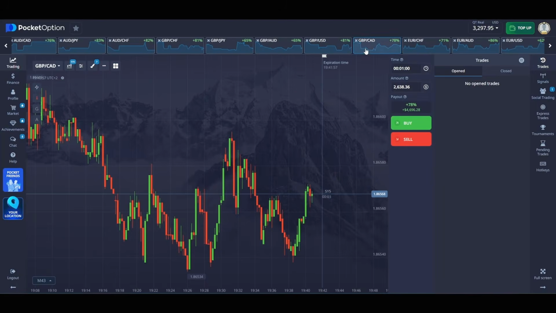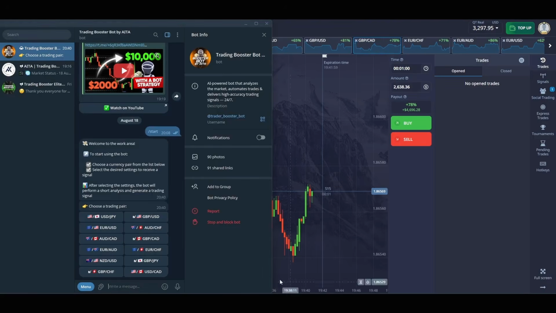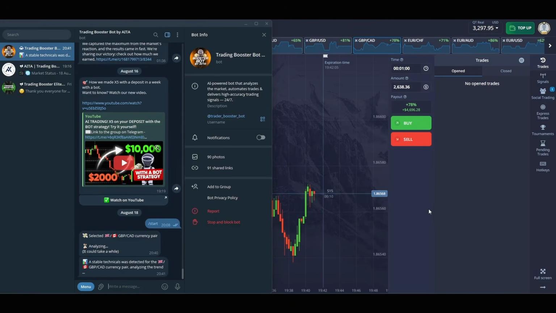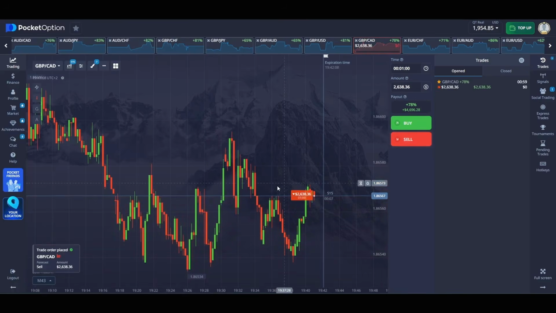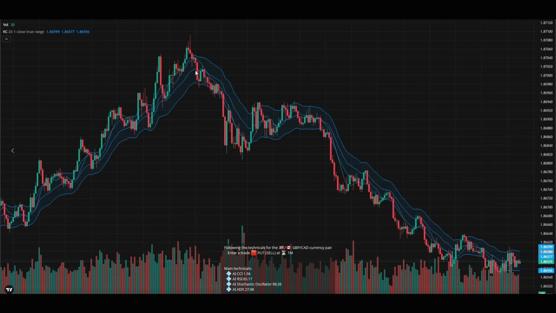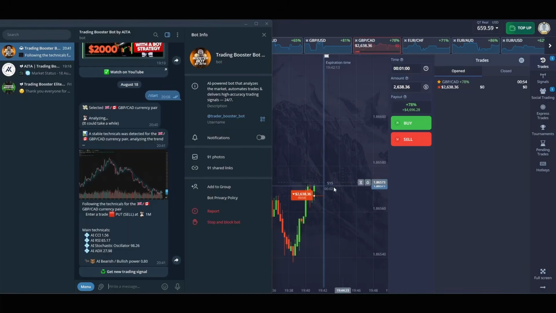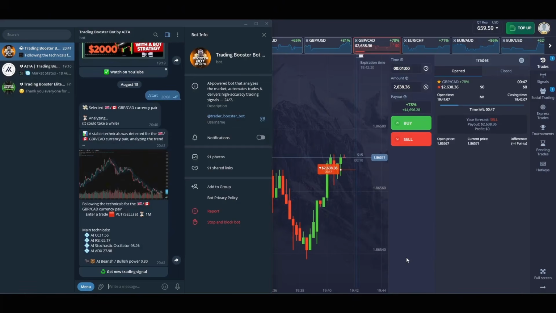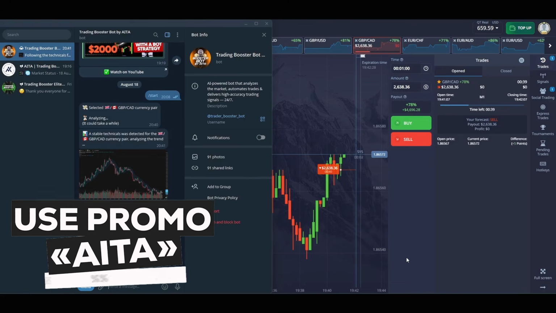The next currency pair I'm choosing is the British pound/Canadian dollar. I go to BoosterBot and select this currency pair. The trade time is 1 minute. Now I just wait for the signal. I get a signal to sell. We can see that there's really a strong downward movement here. That's why we opened a trade following the trend. So now, we just wait for our results. The next trades I'll open in fast forward mode for $2,500, so as not to drag out this video. And after that, we'll move on to withdrawing the funds.